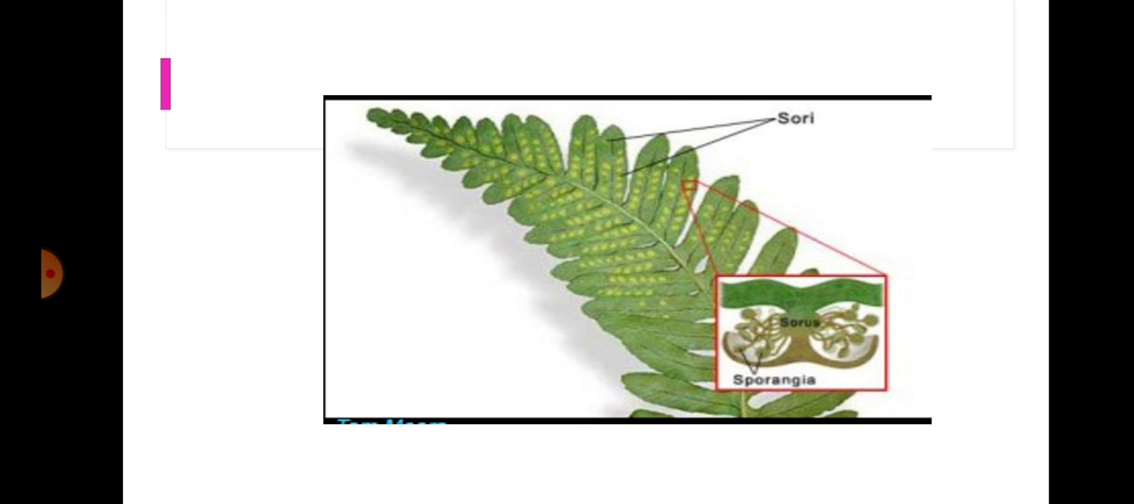So in this class we studied budding, fragmentation, and spore formation, the three types of asexual reproduction. In the next session we will study sexual reproduction. All of you read page numbers 135 and 136. Okay, thank you.